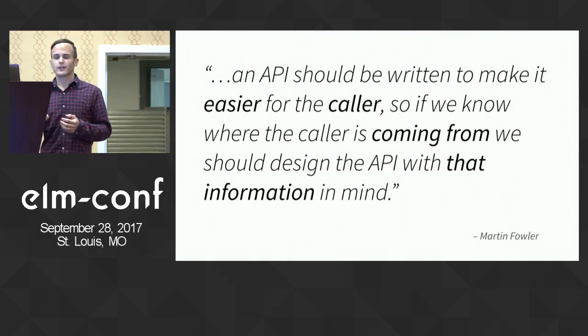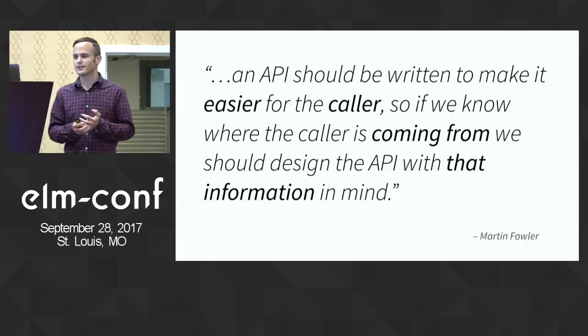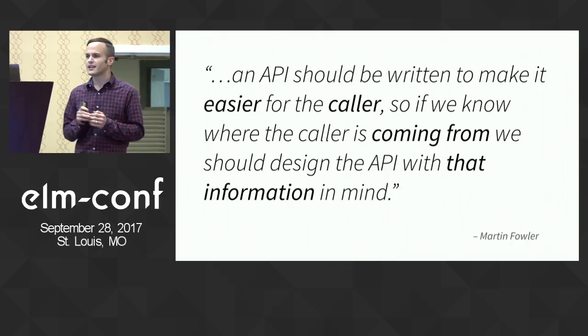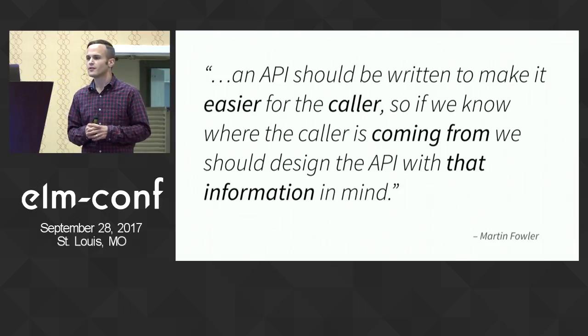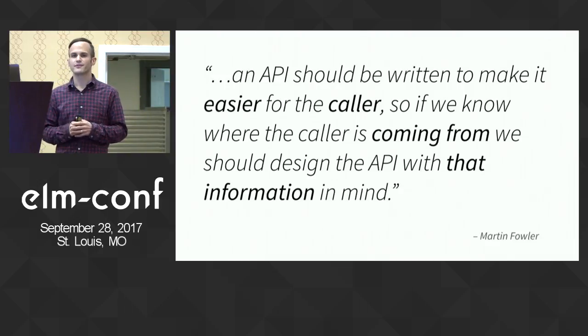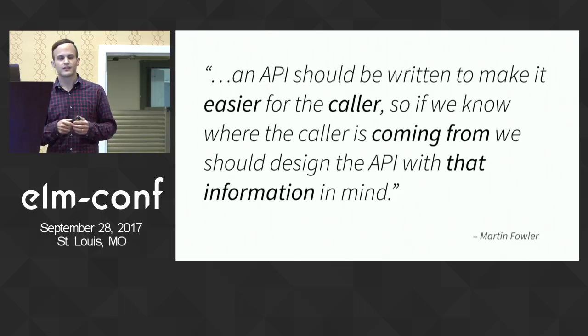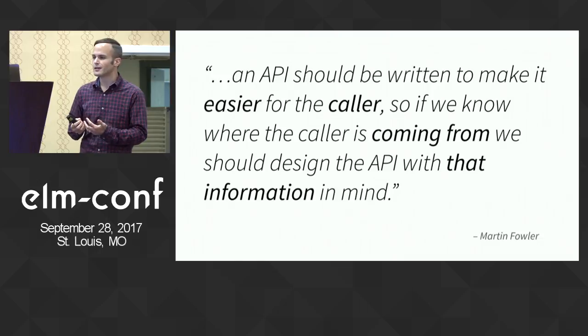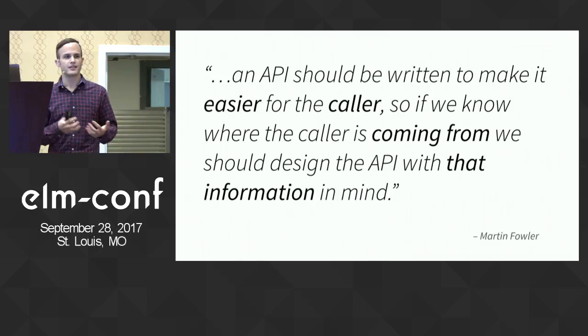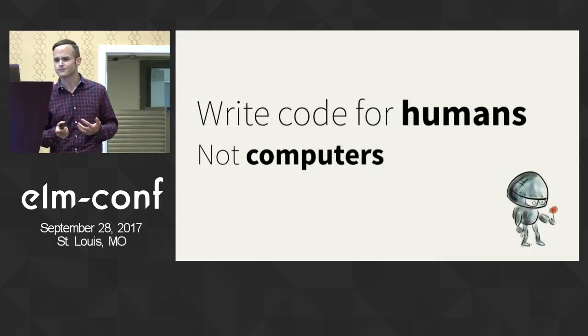So, when it comes to writing APIs, Martin Fowler offers this advice. "An API should be written to make it easier for the caller." So if we know where the caller is coming from, we should design the API with that information in mind. Now, this quote is more geared toward the caller being another piece of code, but I think it's also very fitting to think of it in terms of our teammates and future code maintainers.